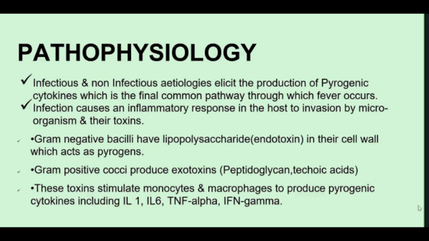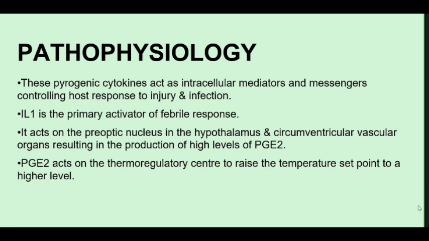For gram-negative bacilli, we're looking at their lipopolysaccharide cell wall, which contains these pathogens. But for gram-positive cocci, we're looking at the exotoxins they produce, like the peptidoglycan. When they produce these pathogens, it stimulates the immune system. These toxins stimulate monocytes and macrophages that produce pyrogenic cytokines, which include interleukin-1, interleukin-6, tumor necrosis factor alpha, and interferon gamma. Now, important among these cytokines produced is interleukin-1, which is the prime activator of the febrile response.